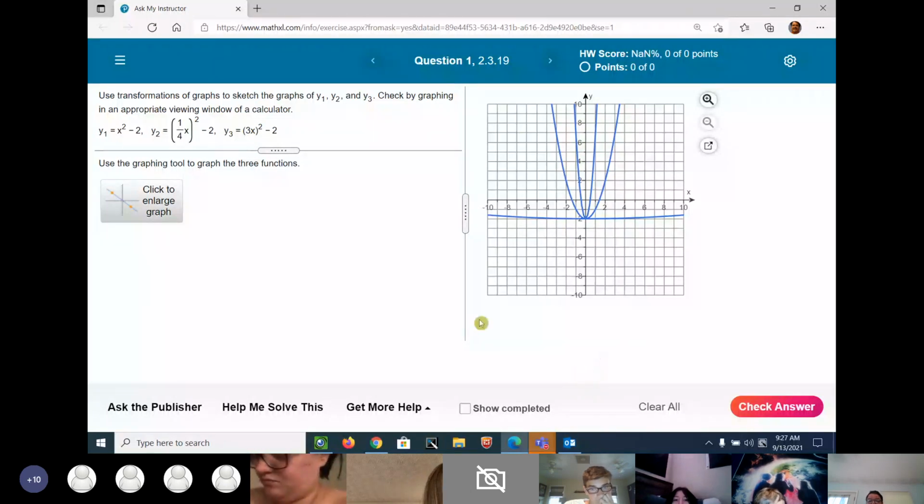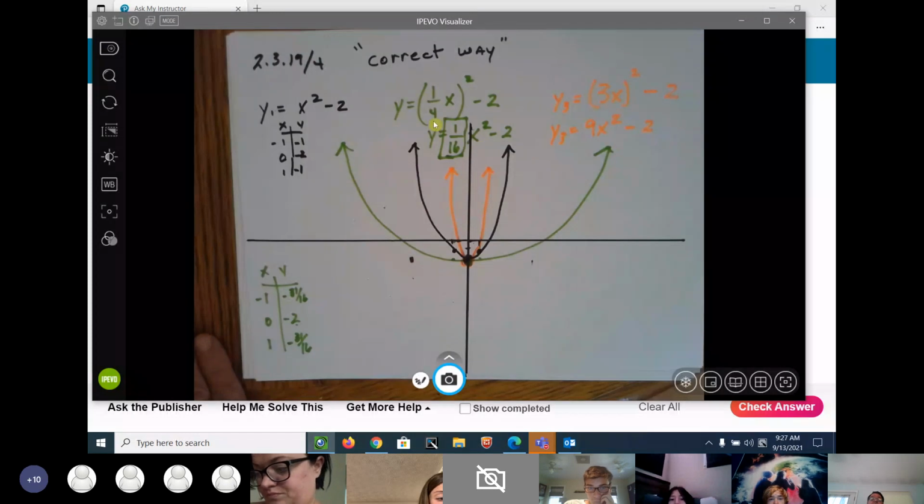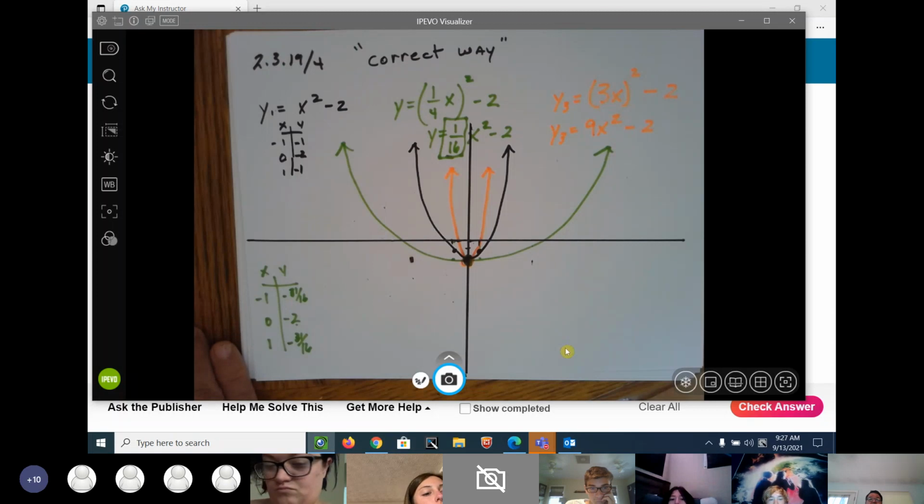Okay? I've shown you the correct one. This is 100% correct. Does everybody understand that? You got to change that to 9x squared. You got to change that to 1/16. But what they're saying is this 1/4 is what you got to take into account, and this 3 is what you got to take into account, and that is 100% wrong. So I'm going to show you how to get it right.